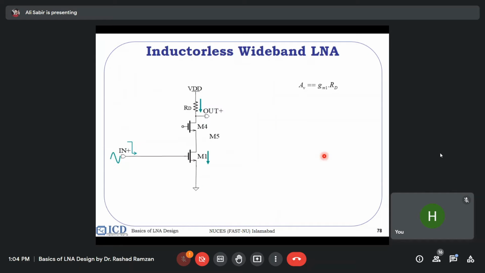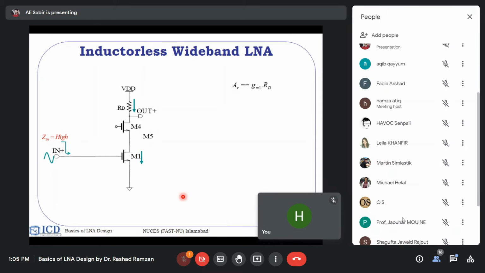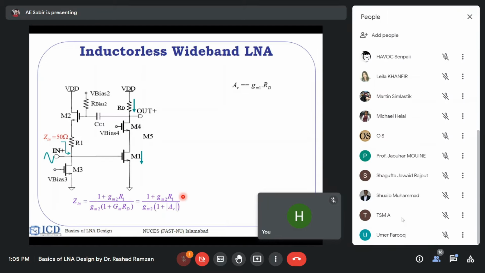So you see here, this is your common source amplifier. Now in this amplifier, what is its gain? GM1 times RD, because M4 is nothing, it's just a cascode transistor. Now I need your attention. So I will go step by step. What is the input impedance here? It's high. So the first thing I need to do is bring this back to 50 ohm. So for 50 ohm, what we did is we used a feedback network here.